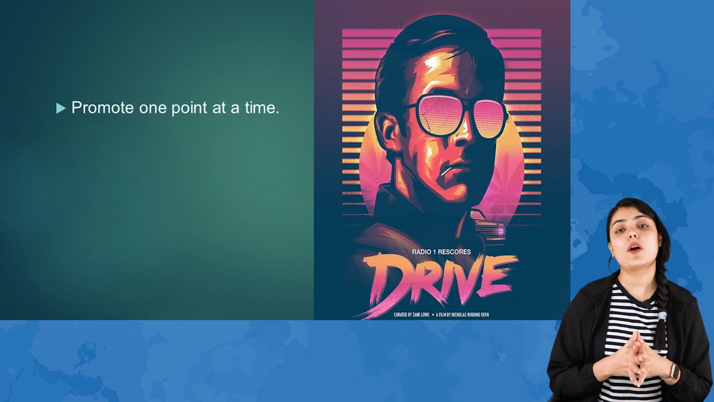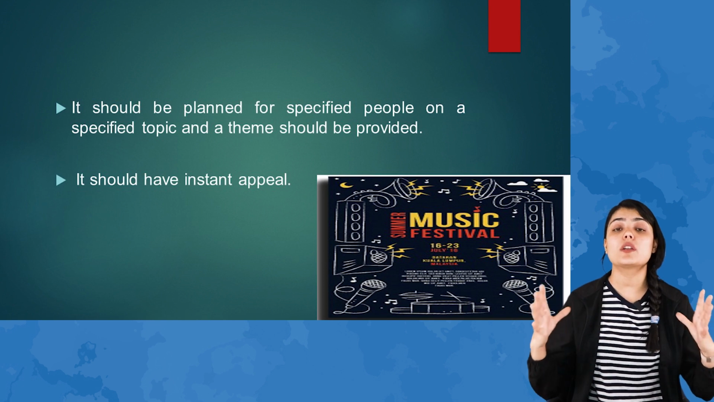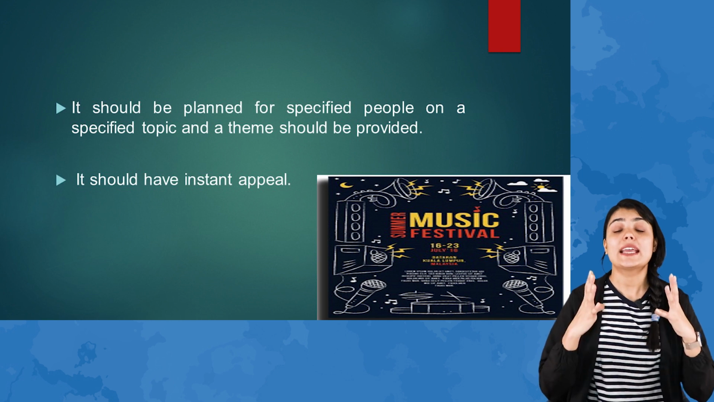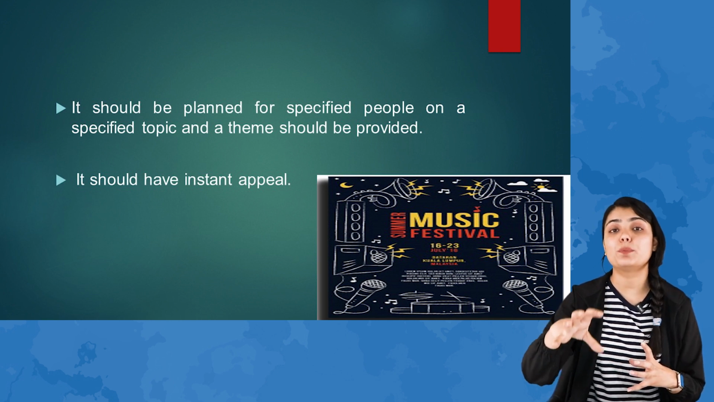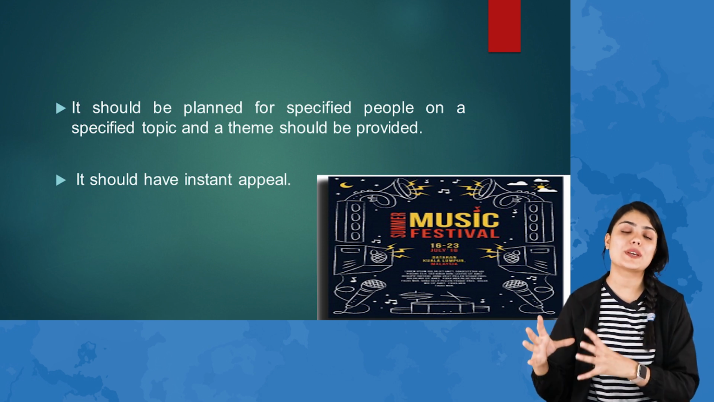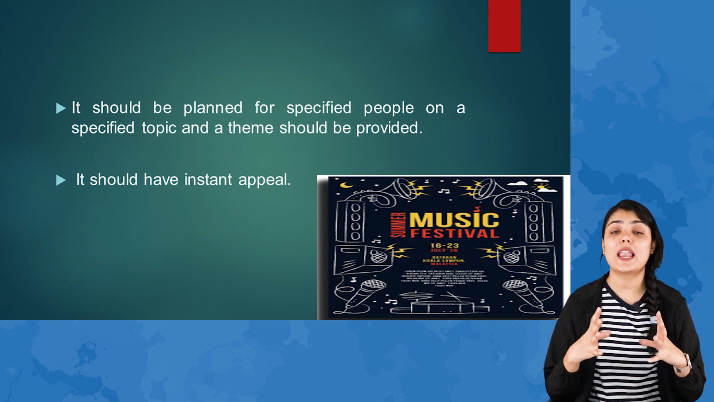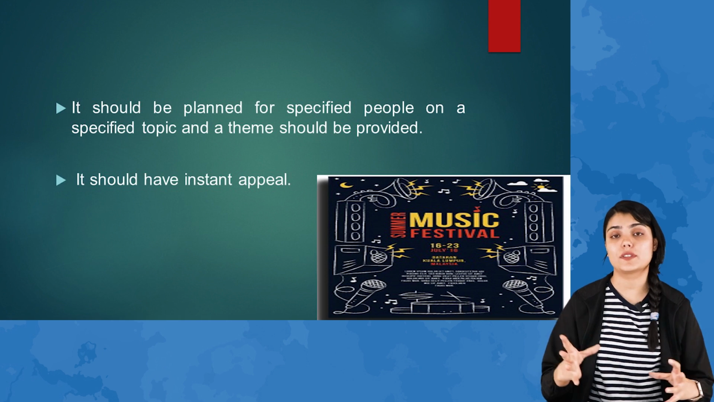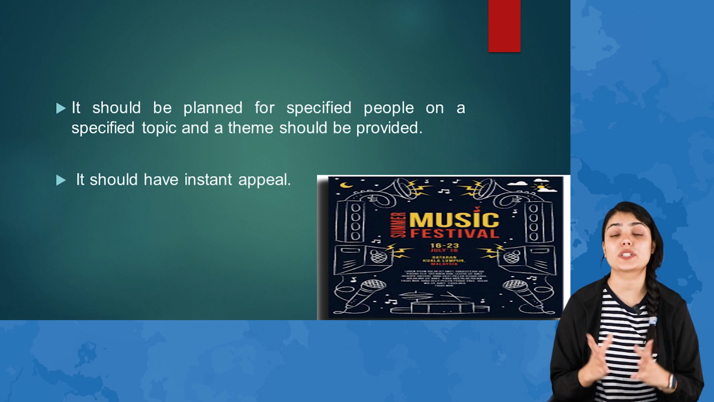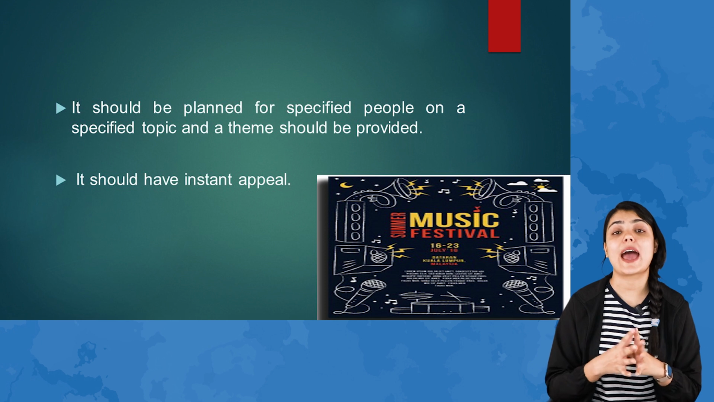The next thing to keep in mind while using a poster is that posters will not be made on a general basis. It is usually made for the target population. It is specific for specified people. So the poster must be planned for specified people on a specified topic as well. The poster should be made in such a way that it will have an instant appeal on the observers. So people should get attracted immediately towards the poster when they look at it. Therefore, the poster has to be pictorial as well as decorative and creative.